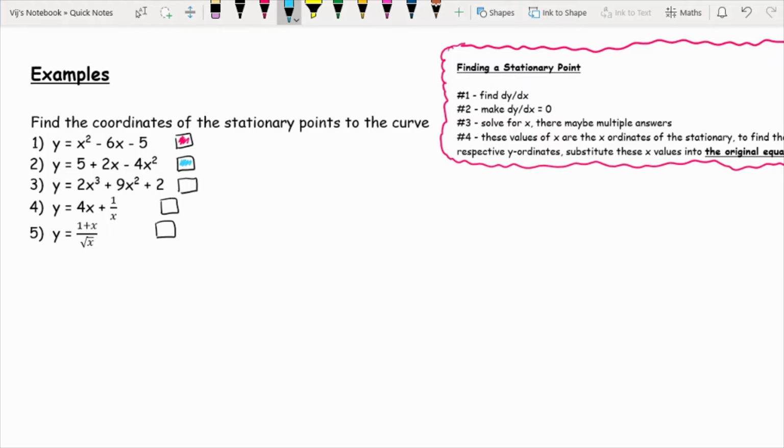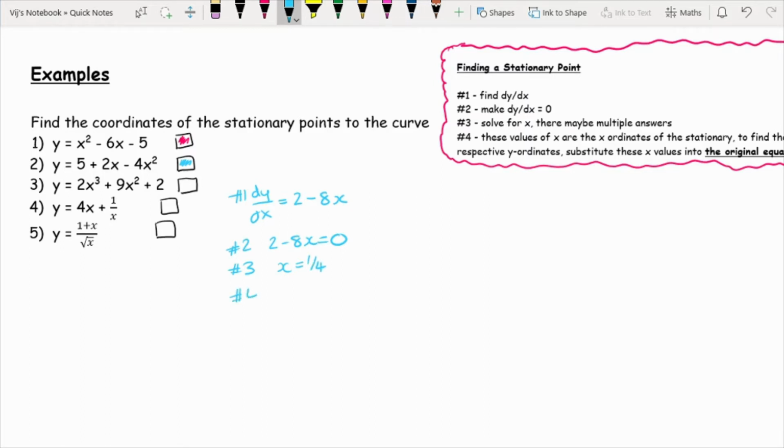So as you can see from the equation in question 2, there's no rearranging needed, so I can go straight into working out what my dy over dx is going to be. In this case, it's going to be 2 minus 8x. Then for the second step, I need to make that equal to 0. So I've got 2 minus 8x equals 0. And then for the third step, I need to solve this, in which I get x equals a quarter.